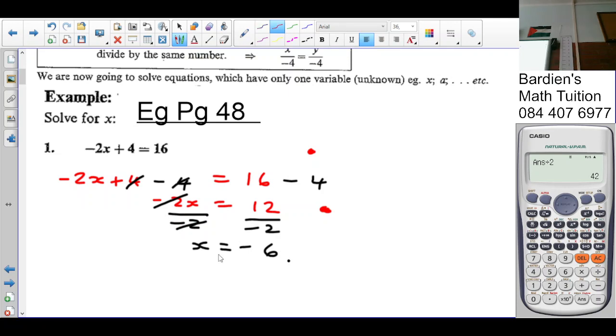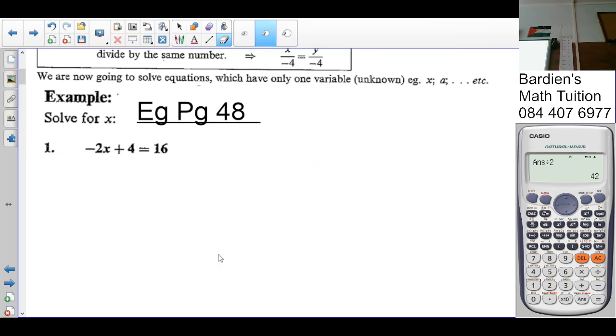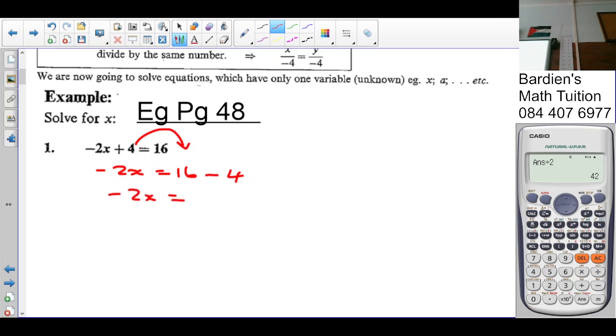Yes, sir. But of course there's a shorthand of doing this, and we've dealt with this many times last year as well. We take that 4 over the equal sign. So negative 2x is equal to 16 minus 4. If it was minus 4 and I take it over, it becomes plus 4. So you've got negative 2x equal to what? 16 minus 4, 12. Divide by negative 2 on both sides. So x is equal to negative 6.